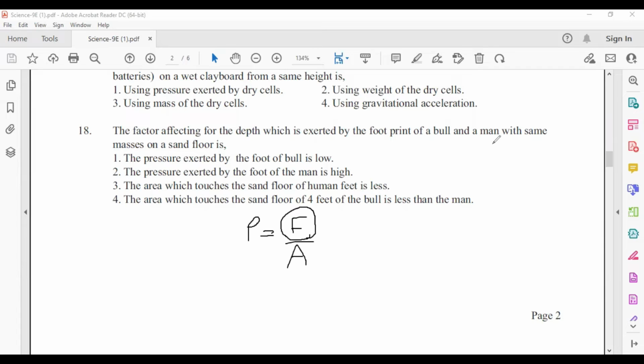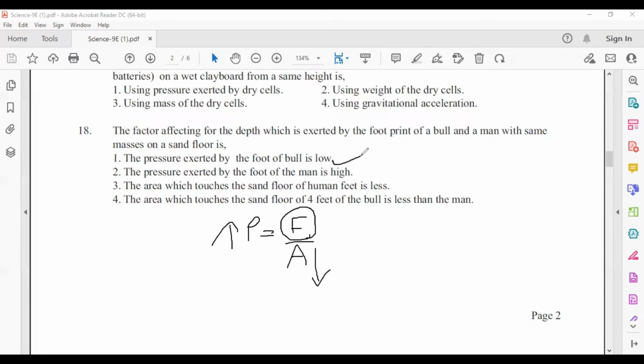Then the man's foot surface area is lower than the bull's foot surface area. If the area is low, the pressure is high. So the highest pressure is exerted by the man. The pressure exerted by the foot of the bull is low.